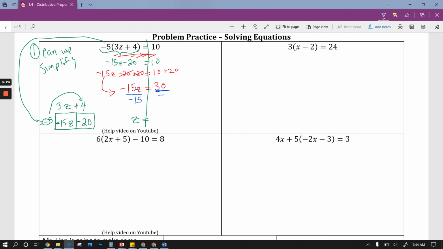Everything we do on the left, we have to do on the right. So we're going to divide the right side by -15. So now we have -15 divided by -15. Negative divided by negative equals a positive, so those cancel out. 15 divided by 15 cancels out. That leaves us with just z equals -2.